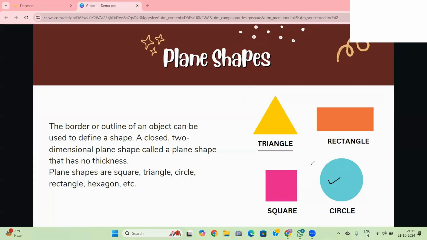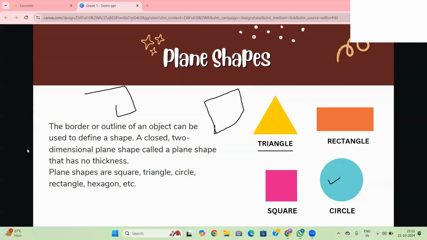All closed. So whenever we have a closed shape, what do we mean by closed? However many lines we make doesn't matter, but if it is closed like this, it's going to be a closed shape. But what if I make it like this? It is open. This is not closed.